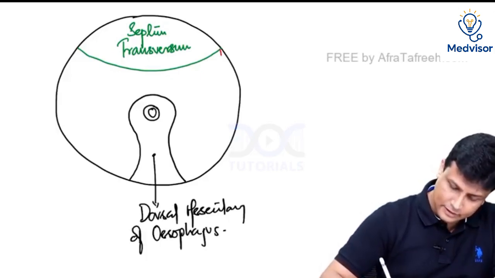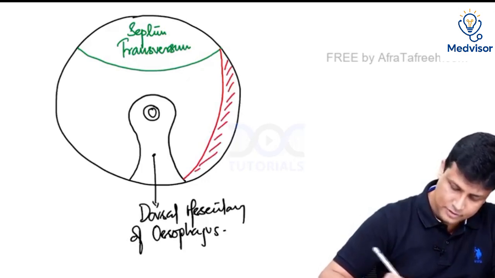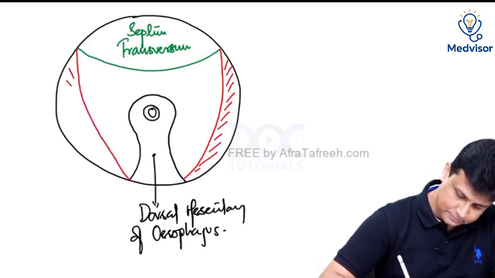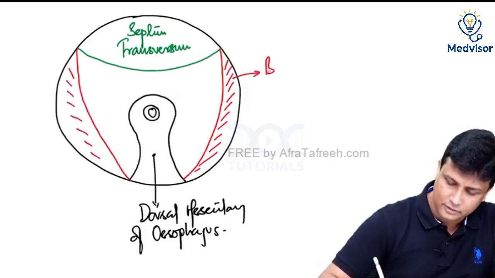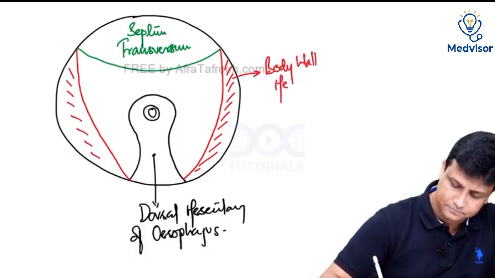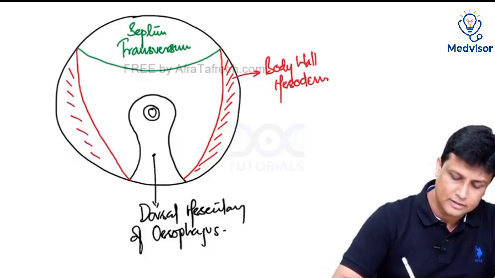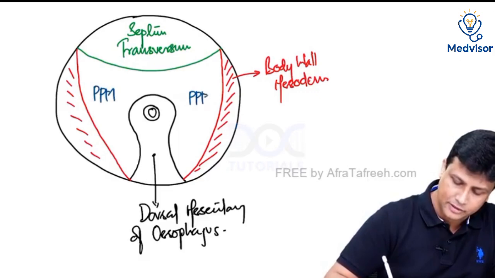And then this part here, cervical myotomes, or else I told you the body wall mesoderm. So, this one here is nothing but the body wall mesoderm, and whatever is left out in the middle here, this is nothing but the pleuroperitoneal membrane, and this one here is the pleuroperitoneal membrane, guys.